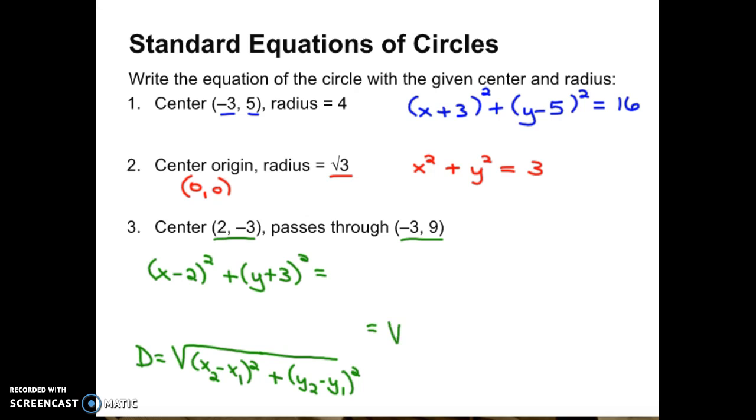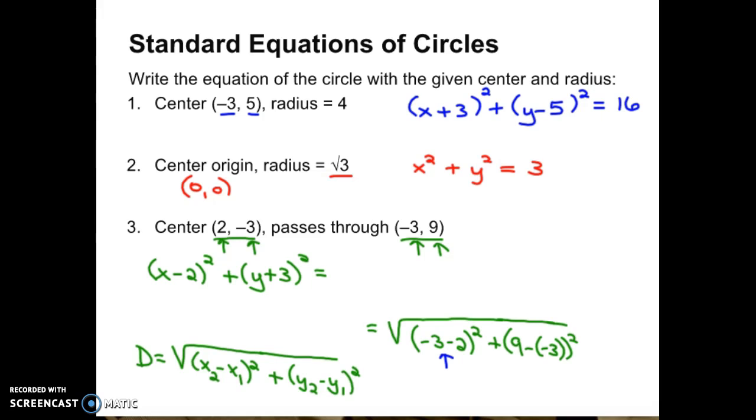So if I do that, you have an x coordinate here and an x here, so you have negative 3 minus 2. That's your x coordinate subtracted, squared. And then your y-coordinate squared, if you go in the same order, is 9 minus negative 3. So the second y-coordinate minus the first one. And that should give us the distance between the 2 points, which is our radius.